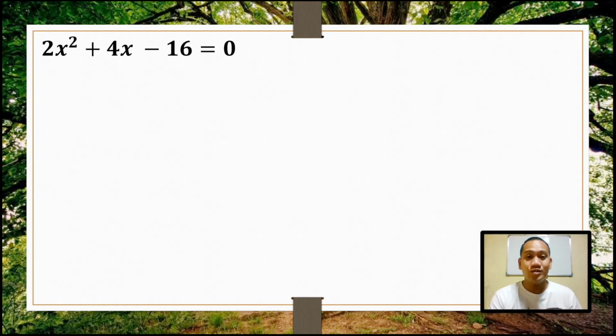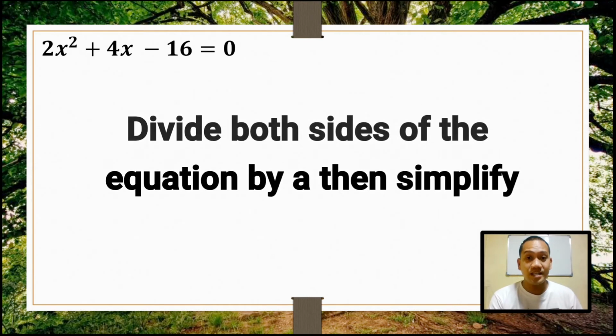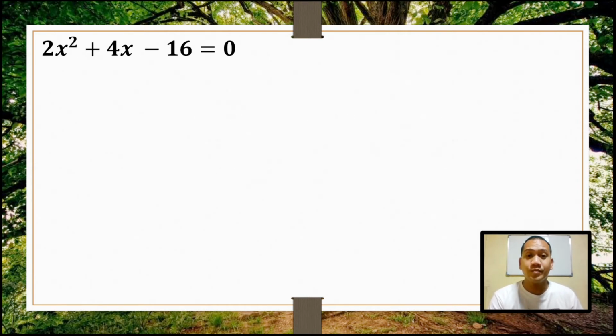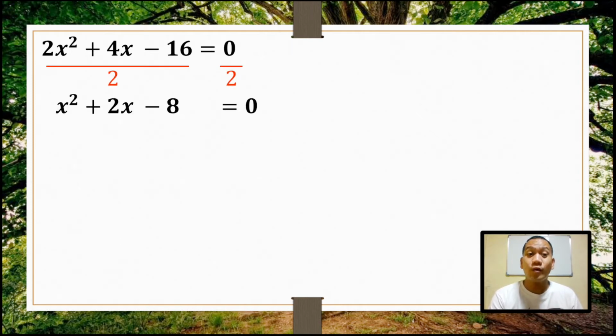First thing we need to do is to identify our a, because the first step in solving for the roots of a quadratic equation is to divide both sides of the equation by a. Here, in this given equation, our a is 2. This means we will divide both sides of the equation by 2. To simplify our given equation, we will have x squared plus 2x minus 8 equals 0.